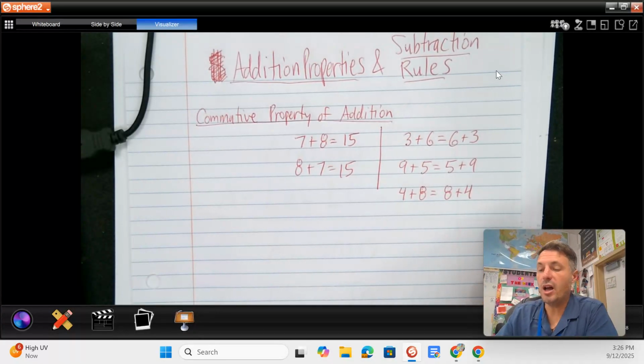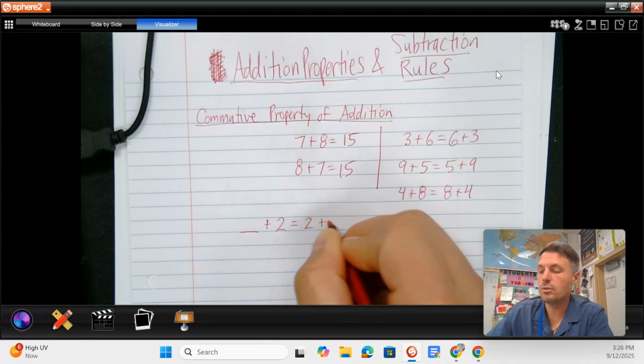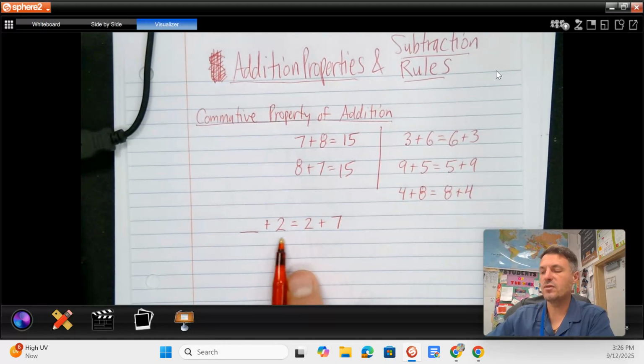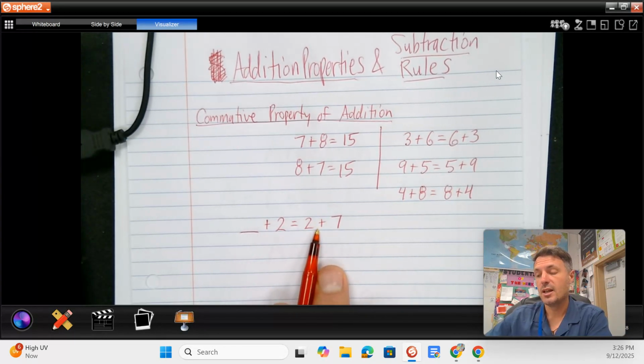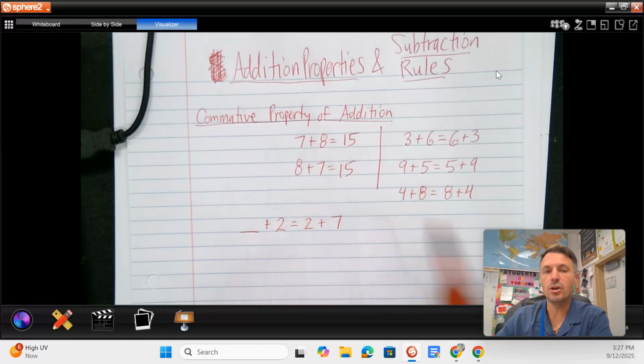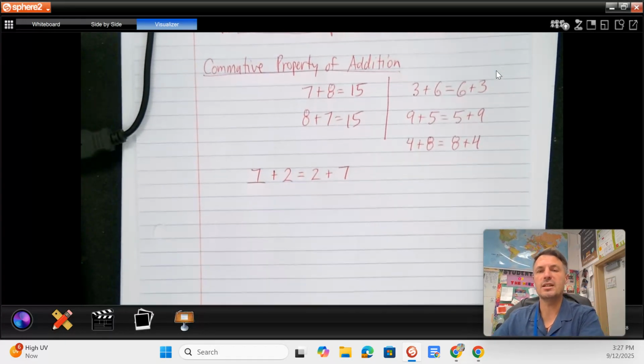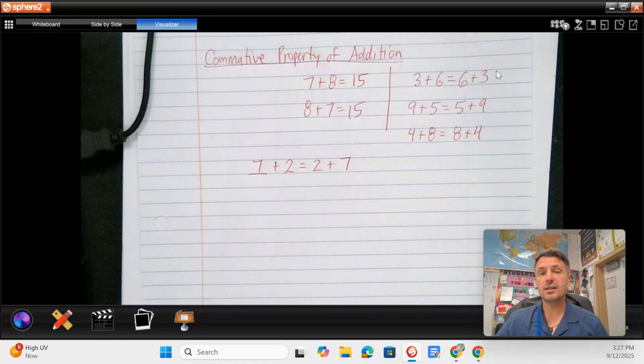And so sometimes you'll be given an unknown problem. Remember, an unknown is where there's an unknown number in the problem and you have to find out what it is. And sometimes it's really easy if you can use the commutative property to find out what it is. Like let's say it was unknown plus 2 equals 2 plus 7. Well, since both sides of this equal sign have to be the same, because that's what the equal sign means, that this side is equal to this side, and since both have a 2 on it, that means the unknown number has to be the same as this 7. So you can use the commutative property to know that that unknown has to be 7. 7 plus 2 equals 2 plus 7. So that's the commutative property of addition. Again, it says that the order in which numbers are added does not change the sum.